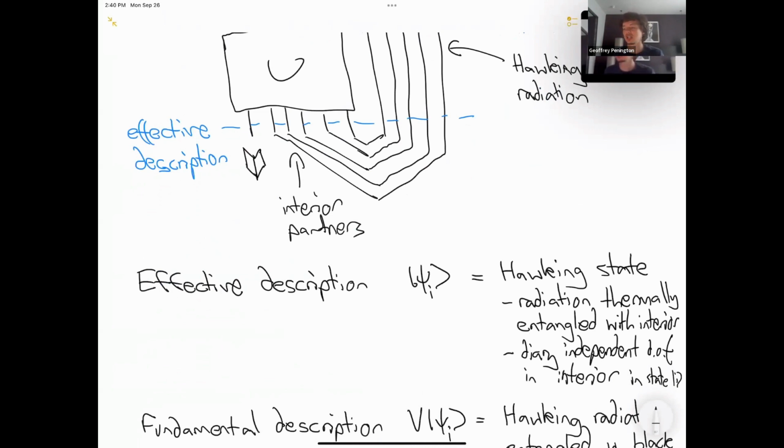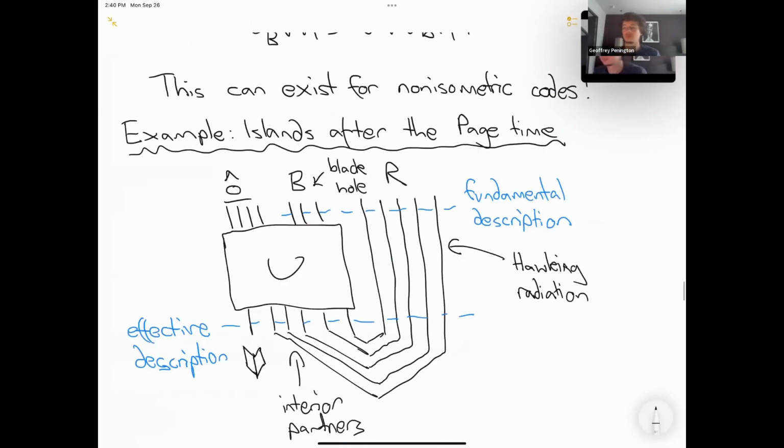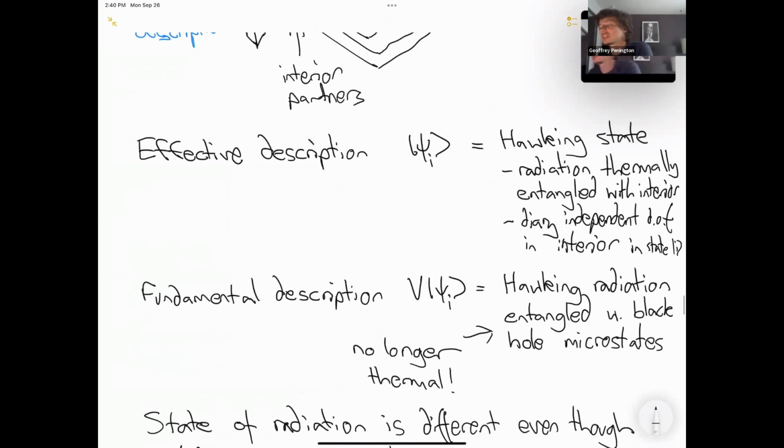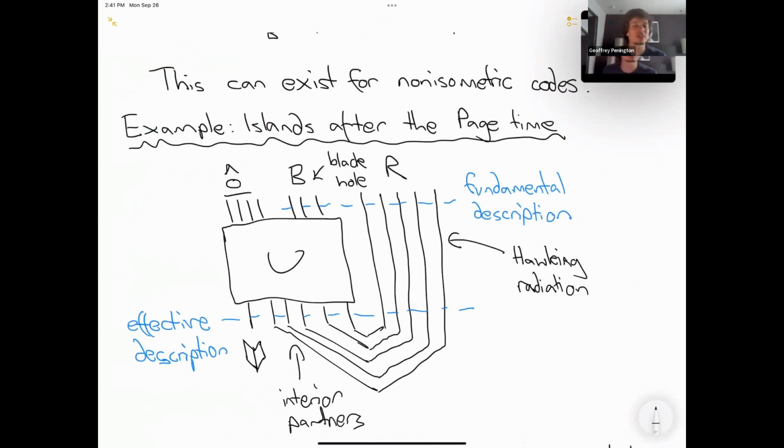So we have different states of the diary. And if the diary is in orthogonal states, then the effective description is in an orthogonal state. The diary is just a subsystem of the effective description. In the fundamental description, we have V acting on psi I. So this unitary has been applied to the interior, and then the projection has happened to reduce the number of degrees of freedom.